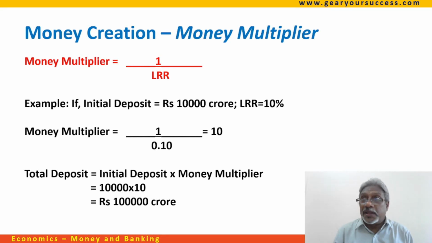So the money multiplier is 10, which means I am generating 10 times my initial deposit of 10,000 crores. The total deposit I am generating, or money I am creating, is the initial deposit multiplied by the money multiplier, that is 10,000 into 10, which is 100,000 crores, or 1 lakh crore rupees. When I say I, I mean the commercial banks. Okay, good.